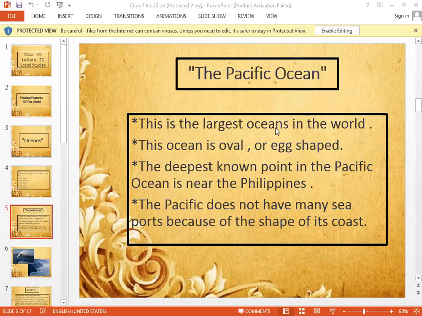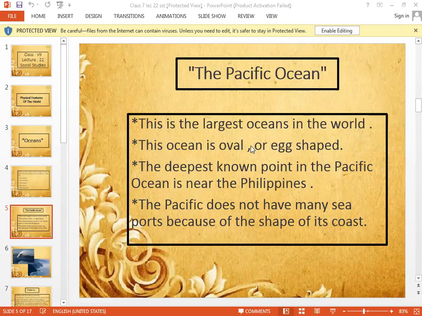So how many harbors are there around this ocean? Five harbors are there around the ocean, like Australia, Japan, China, Philippines, and Hawaii Islands. Is it clear?